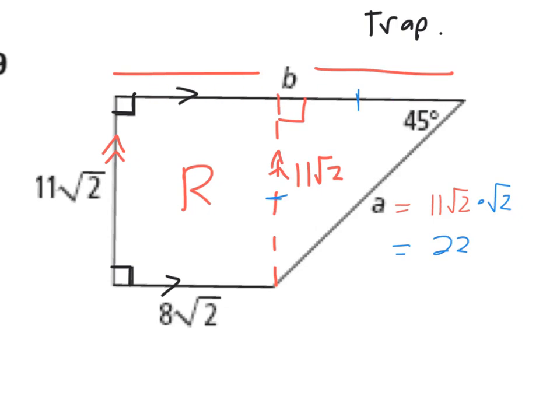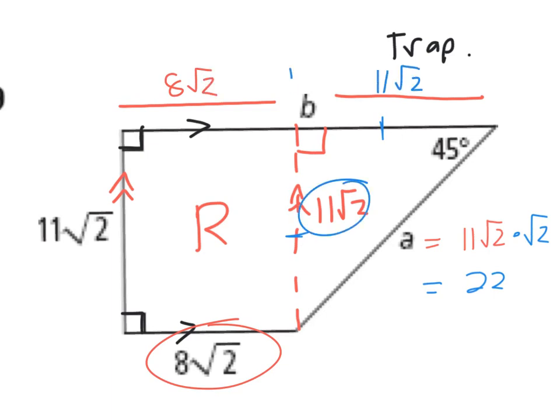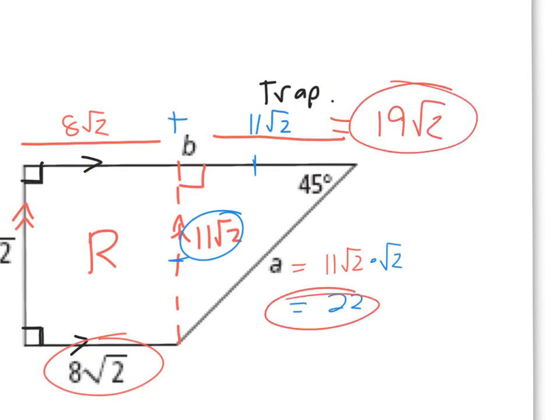Now what we can do is take our 8 radical 2 and place it up there, and then our 11 radical 2 and place it there because of the isosceles triangle. So we're going to add those two together. And then from there, we just treat these like terms, and we can add them together to be 19 radical 2, and there's our answer for B, and A is just 22.